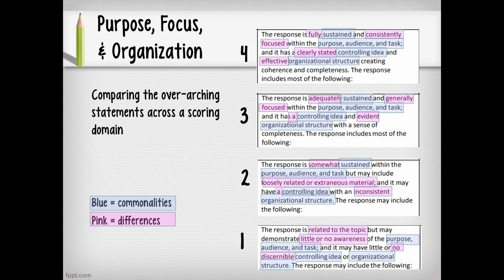Now we're going to do the same process with evidence and elaboration, but before we go there, I want to show you one more thing in this overarching statement, and that's the idea that in a 4 and in a 3, the response is going to include most of the following, which means those bullets that follow. If you're going to score within a 3 or a 4, you're probably going to meet most of those items. But in a 2 or a 1, it just says may include the following. So again, a 2 and a 1 is definitely going to be missing things or not do things well. So it's not necessarily going to meet the descriptions of all of those bullets underneath.